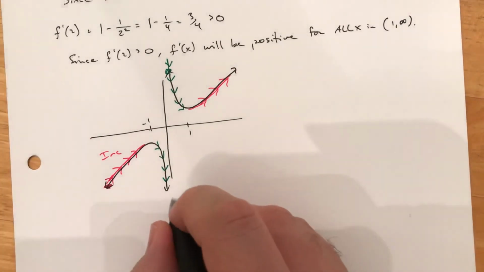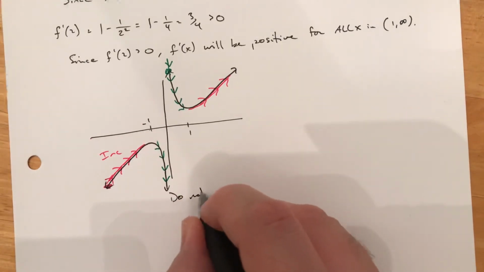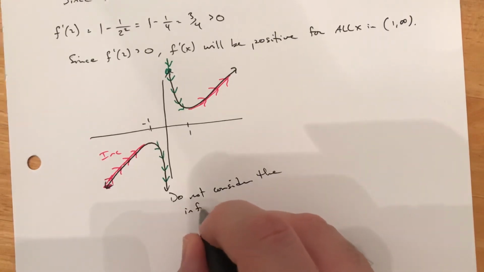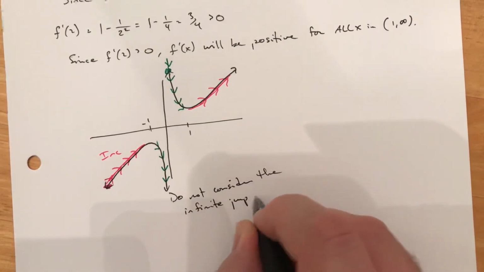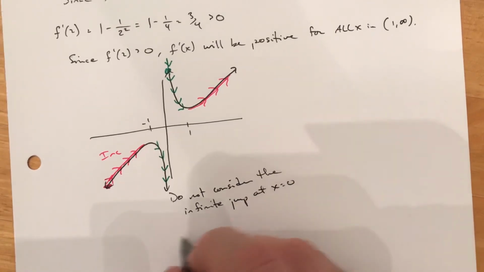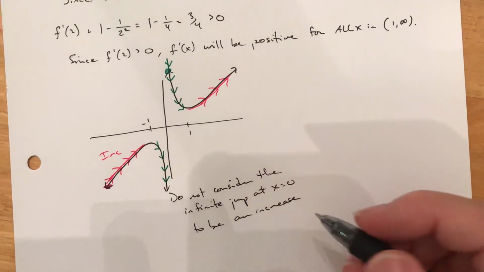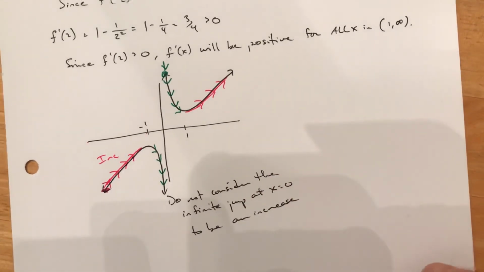We do not consider that infinite jump at x equals 0 to be an increase, in the sense that we are defining increasing or decreasing. The function's not continuous there, and so we can't smash those two intervals, for instance from -1 to 0 and 0 to 1, into a single interval because the function's not defined at 0. So I have to leave it this way.